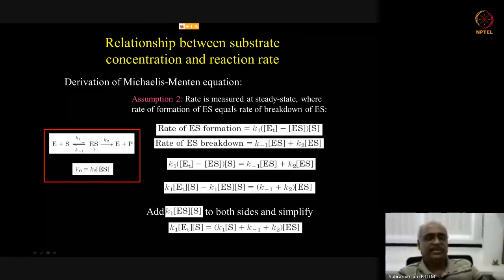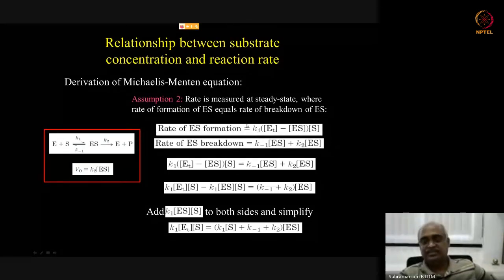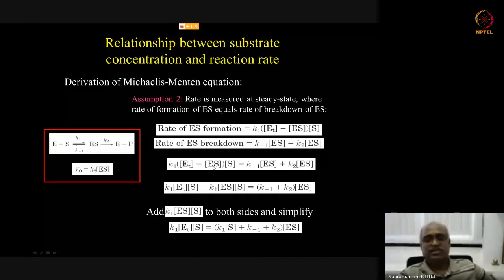So now let us look at the rate of ES formation. Rate of ES formation will be dependent on the concentration of these two, and we have already defined E equals ET minus ES, so that's introduced here. Instead of K1 times E times S, we are writing K1 times ET minus ES times S. And the rate of ES breakdown, therefore, is this. ES breaks down in this direction, so it is K minus 1 plus K2 times ES. If it is steady state, then this equals this, and that is stated here. Then you multiply this and you get this, then you rearrange and simplify, then you get this.